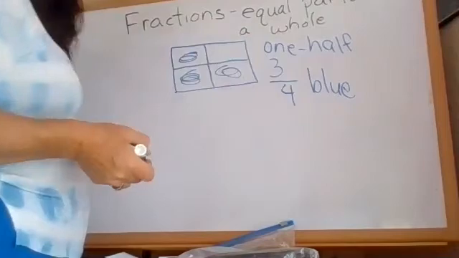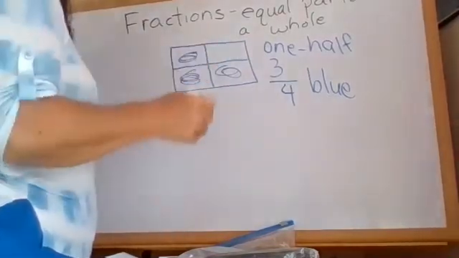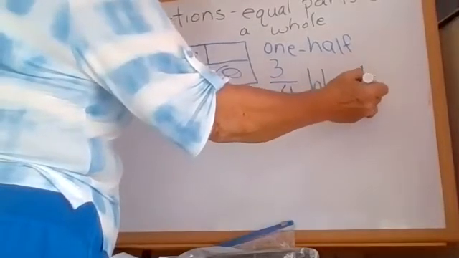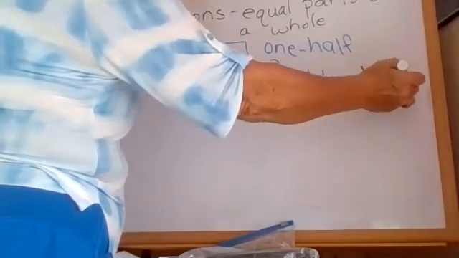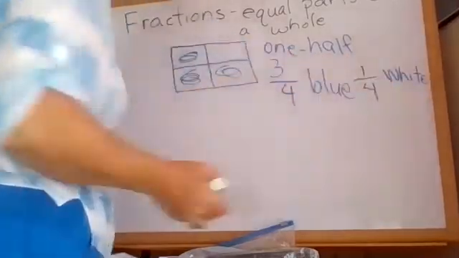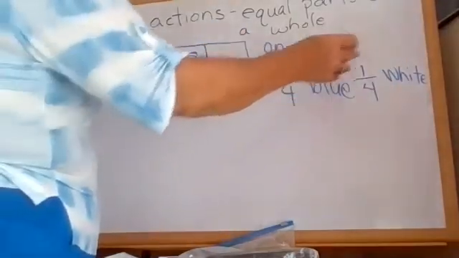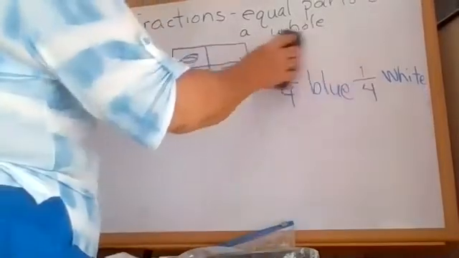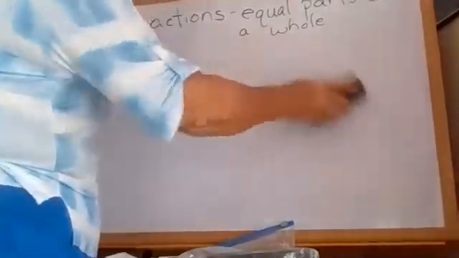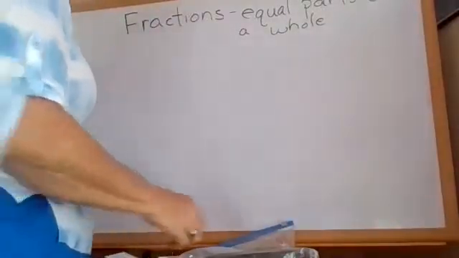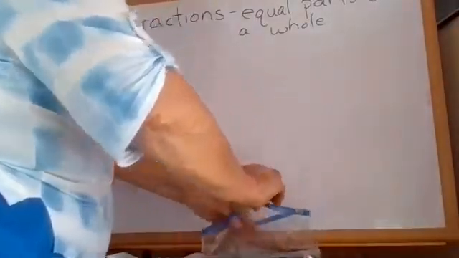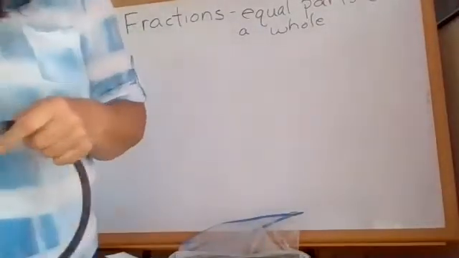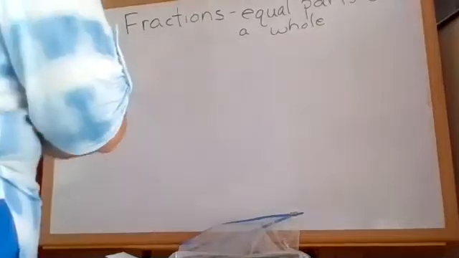1, 2, 3. How many are not blue? 1. What do you think the fraction for that would be? Yep, 1/4 is white. You are correct. We have 3/4 of them are blue, 1/4 of them are white. Go ahead and do another one. This time, I'm going to use my circle because I don't draw circles very well, and I want to make sure that we get this exact. Okay, so now I've got to put my magnet board up.